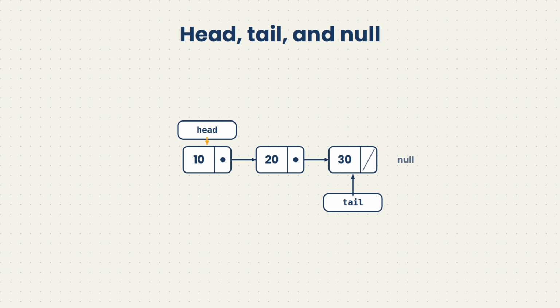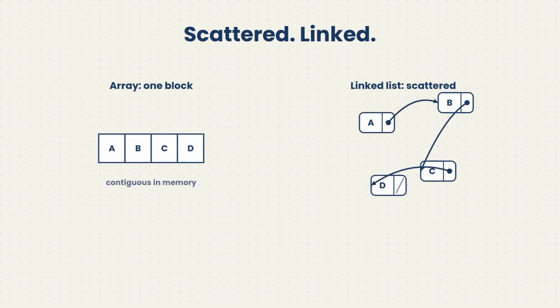The last node is the tail, and its next pointer points to nothing. We call that null, and it is how we know the list has ended. Some lists also keep a direct pointer to the tail, which, as we will see, makes adding to the end much faster.